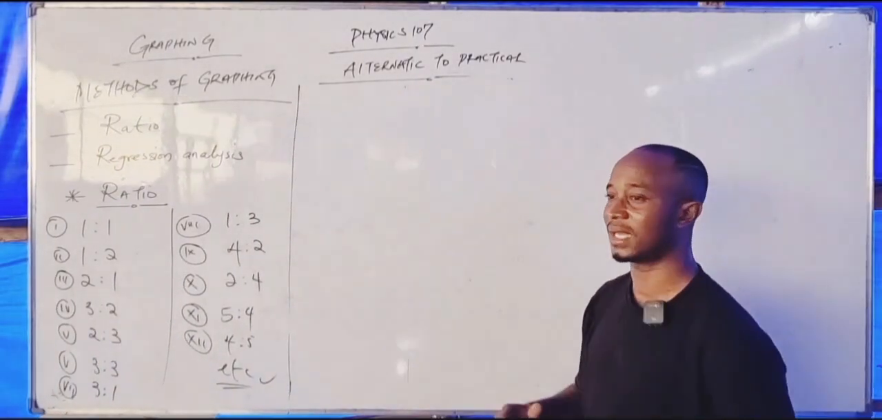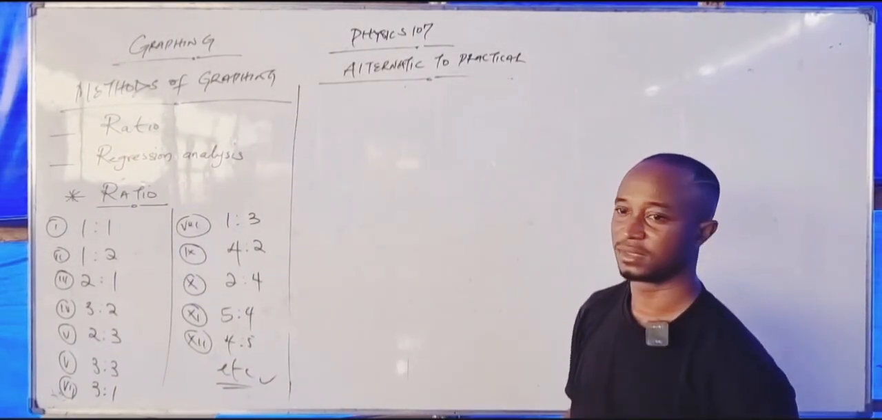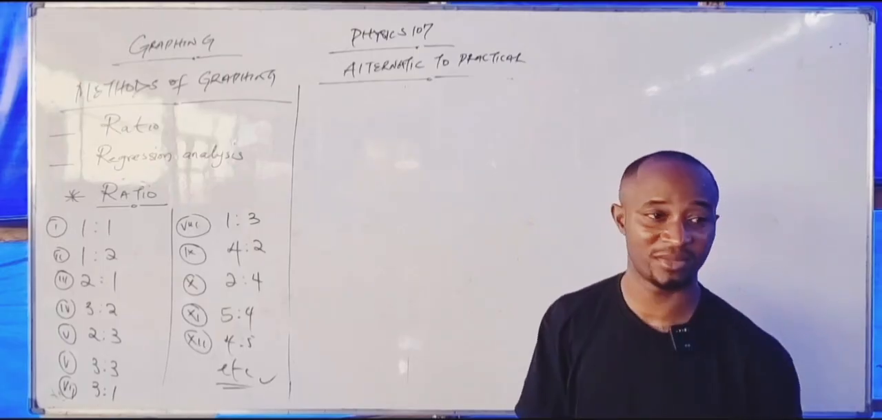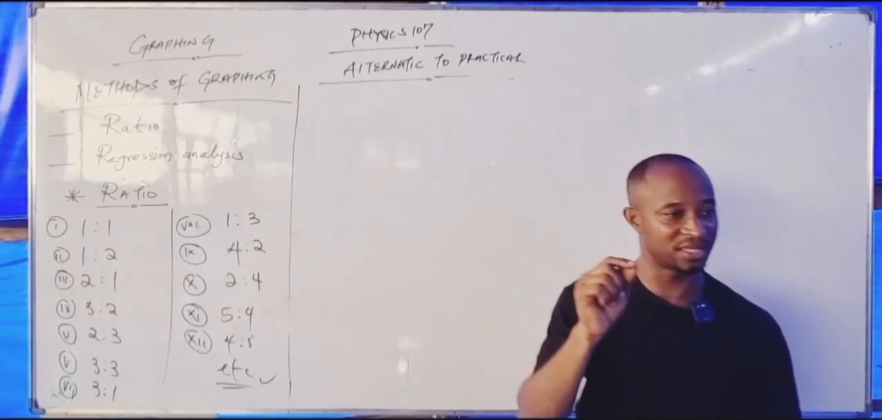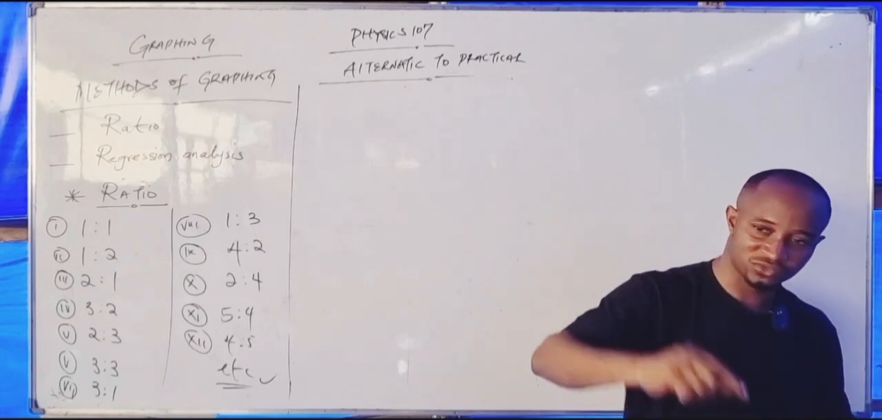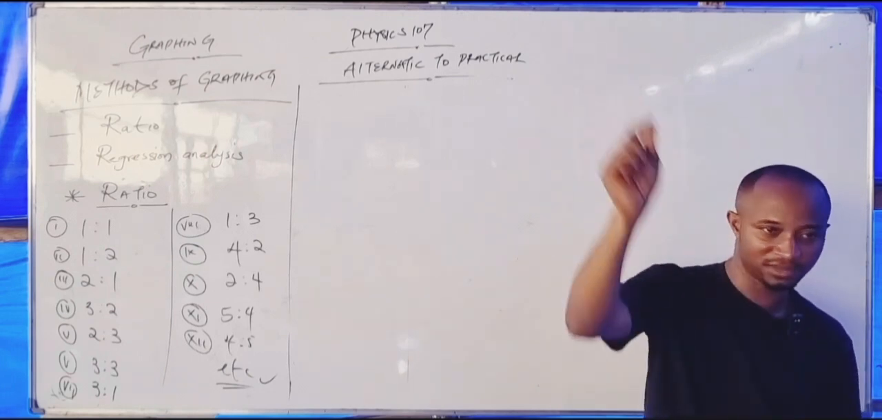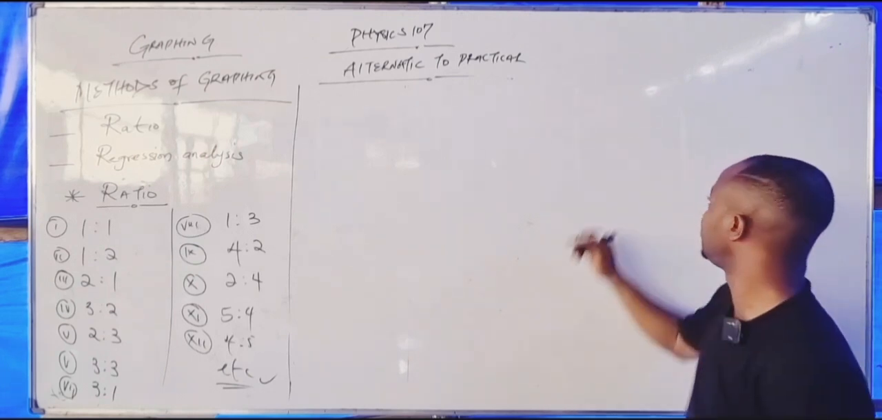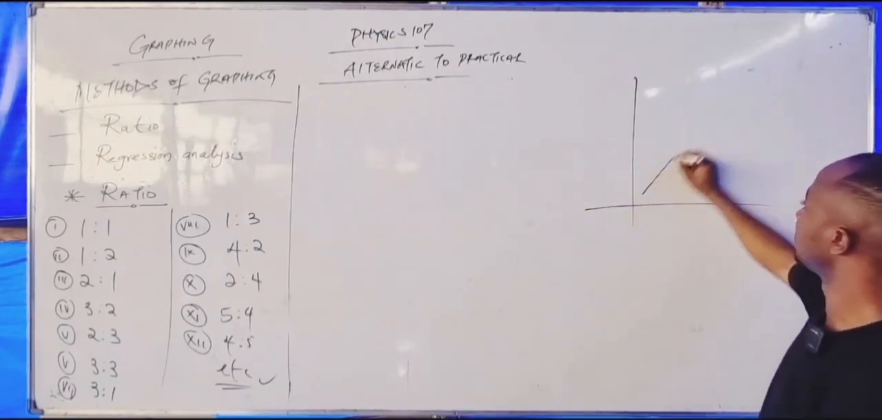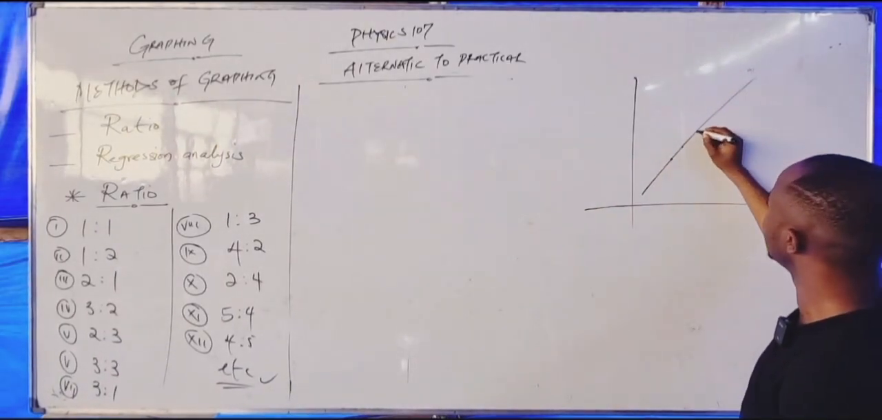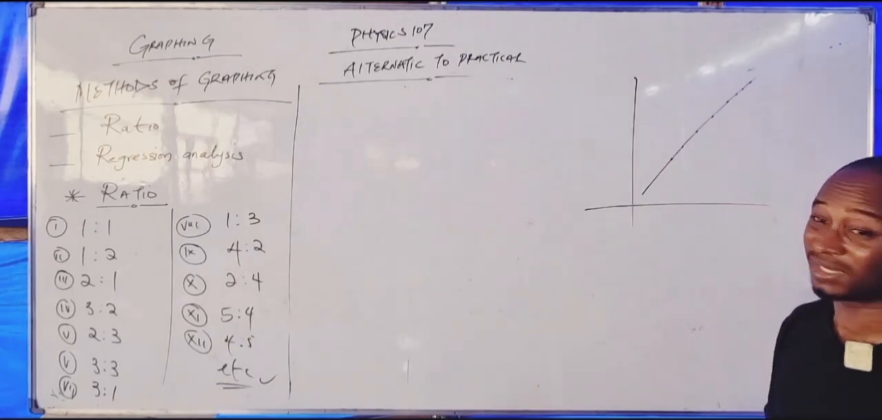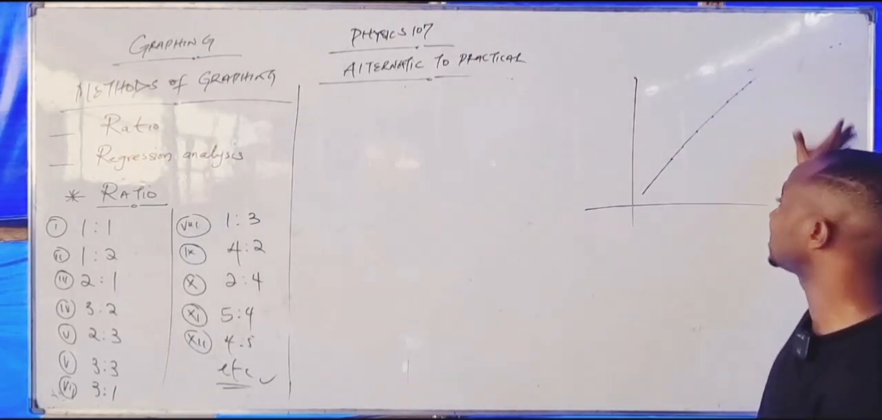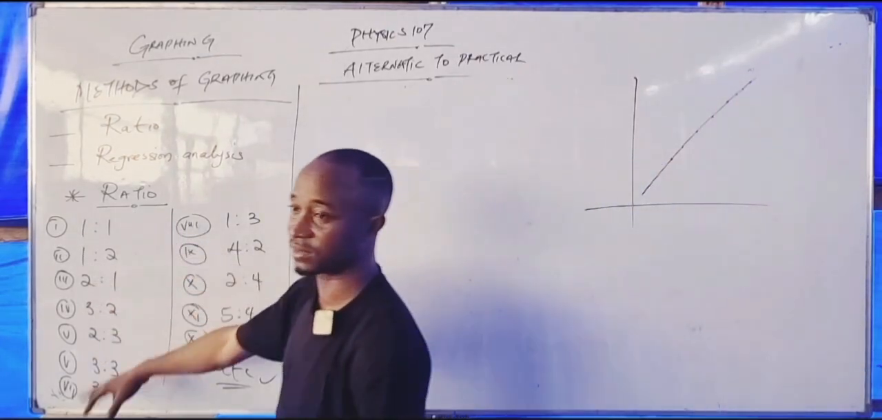We have different types of regression graph. A graph can be perfect. When I say a graph is perfect, it means that all the points in the graph pass through the line. Are you following now? If you have a graph like this, and all the points are here, this is the perfect graph. In fact, this graph does not even fall among the ratios.